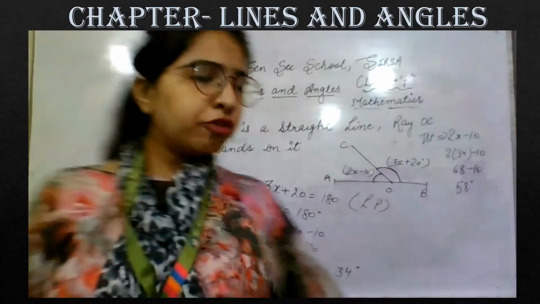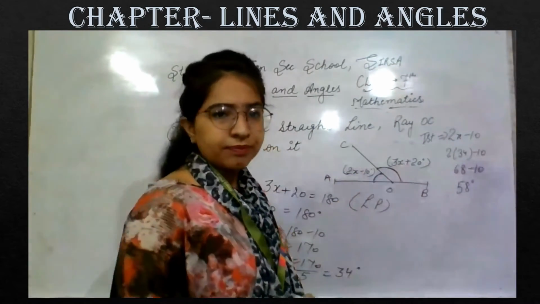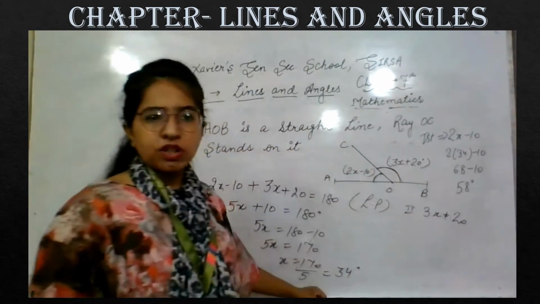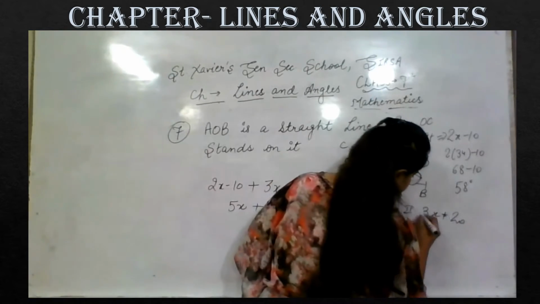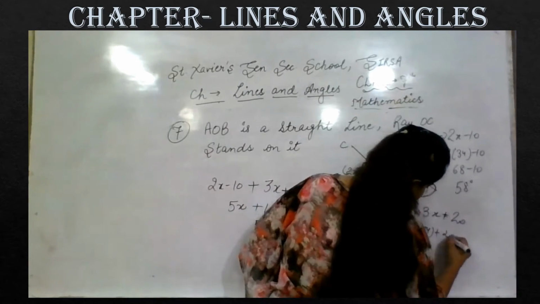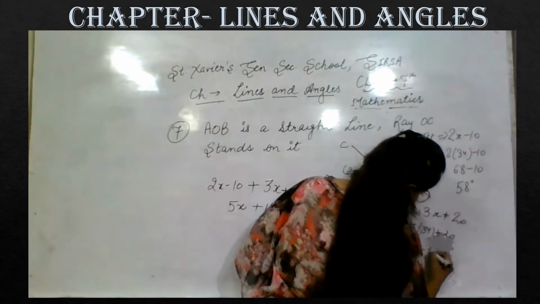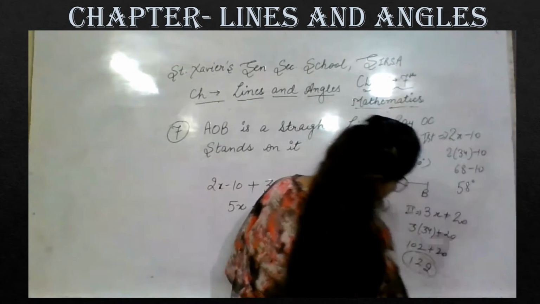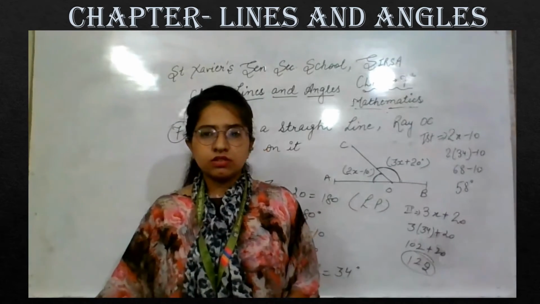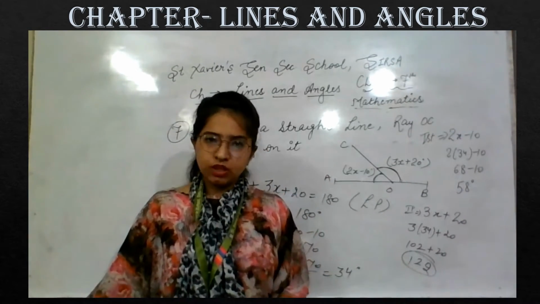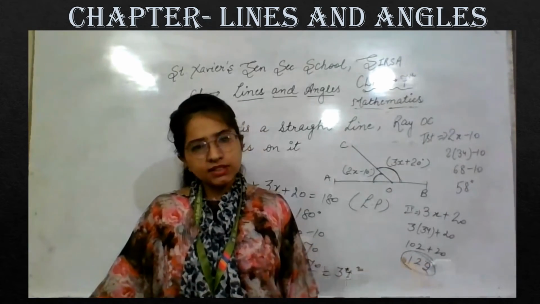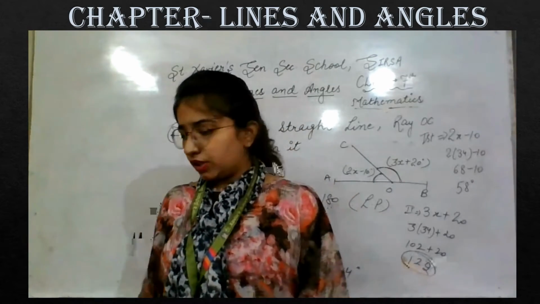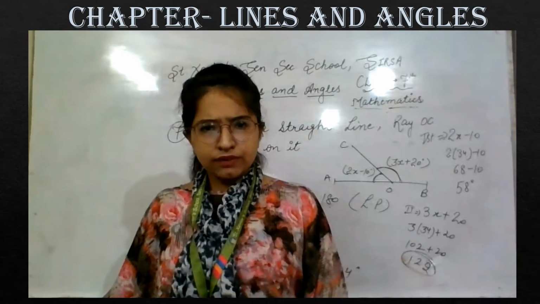Right? Similarly, you have to put the value of x in this also. 3x plus 20, the second angle. 3x. What's the value of x? 34. That gives 122 degrees. 122 degrees will be the answer for the second angle. Very simple, students. These questions were simple. You can try it. All the questions are like this only. I will do them, don't worry.